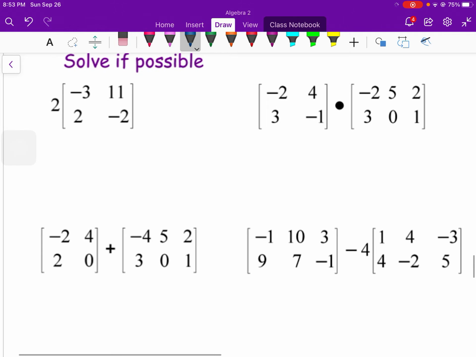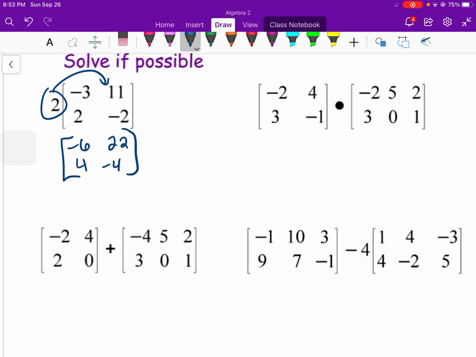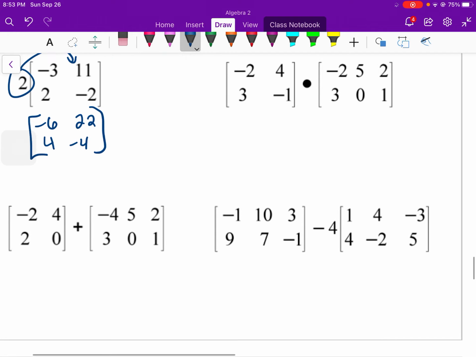Okay, then matrix operations. So scalar multiplication is just similar to distributive property. You multiply the constant in. So 2 times everything in here would give me -6, 22, 4, and -4. So scalar multiplication.